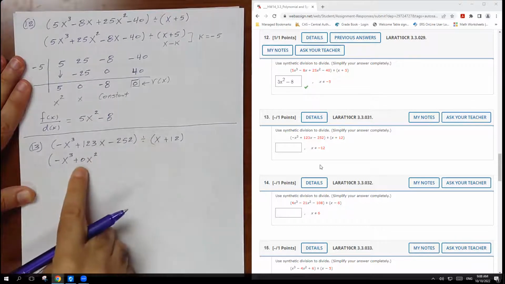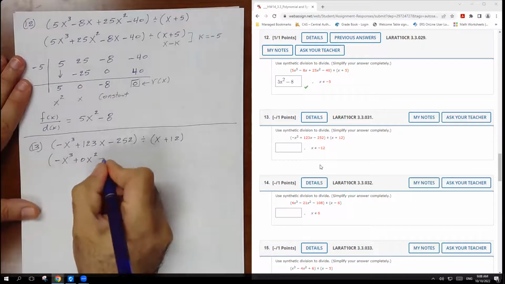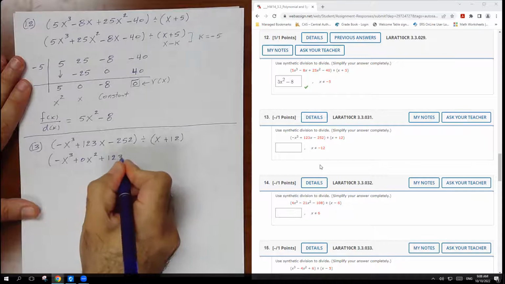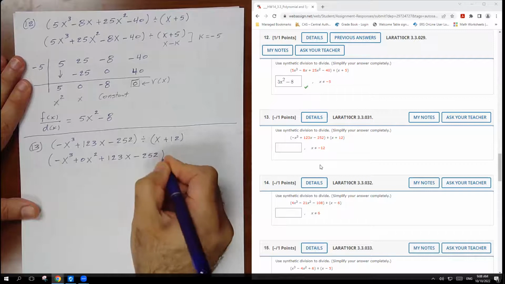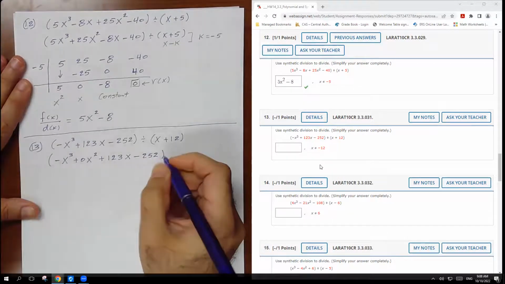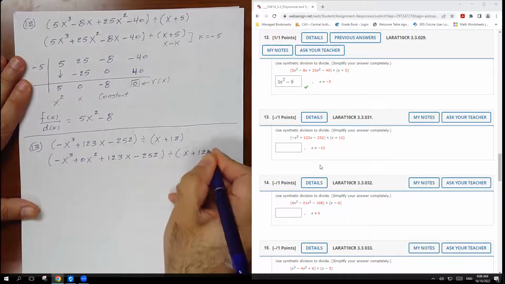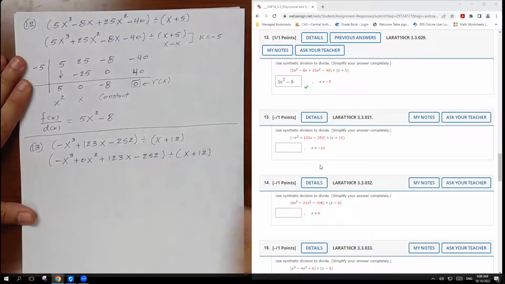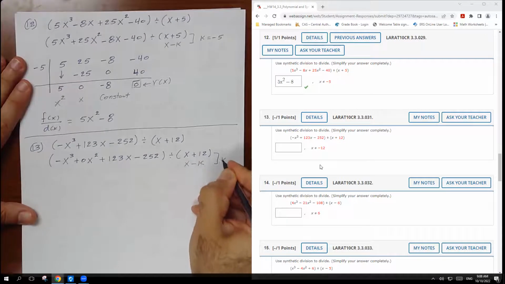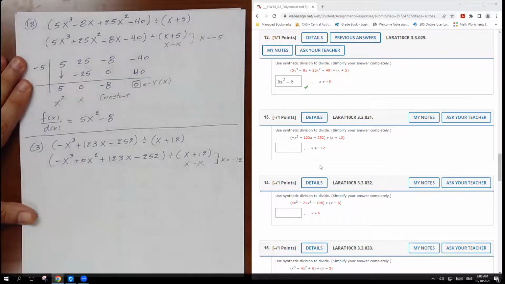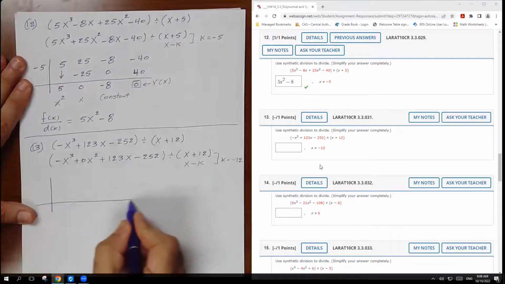If you're not doing this step, everything is going to be wrong. So we have to add the missing term. Plus 123x minus 252, divided by x plus 12. Then now I'm going to check x minus k. That means k is negative 12. So in this case, we're going to write down negative 12.